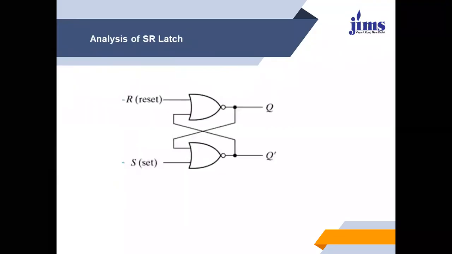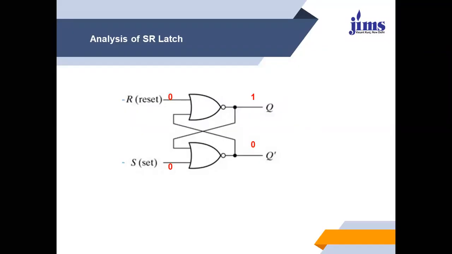Now let us do the analysis of the SR NOR latch. Suppose this is the circuit. One input is R, one input is S. R is reset, S is set. One output is Q, another output is Q bar, and as our primary assumption, both outputs are complementary to each other. Now suppose the previous output is Q equals 1 and Q bar equals 0. We have assumed that whatever the previous input was, this was the corresponding output. And suppose we have given R equals 0 and S equals 0.